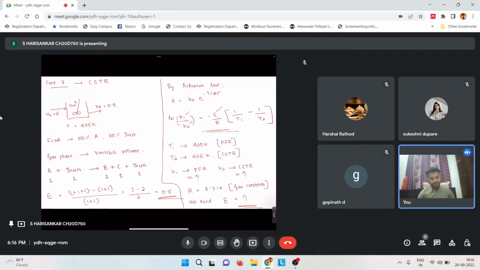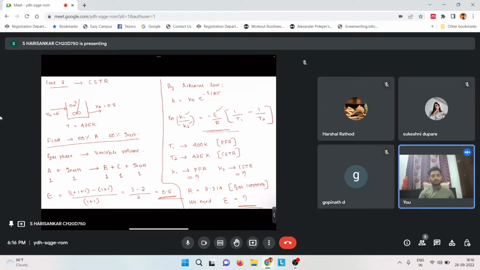So for CSTR, again they have given us the data which is pretty much the same as in the case of PFR. The only difference is the operating condition, which is at 425 Kelvin. And the other difference is the feed. The feed they have given as 50% A and 50% inert. So based on this, we need to find the epsilon with this difference in the feeding.